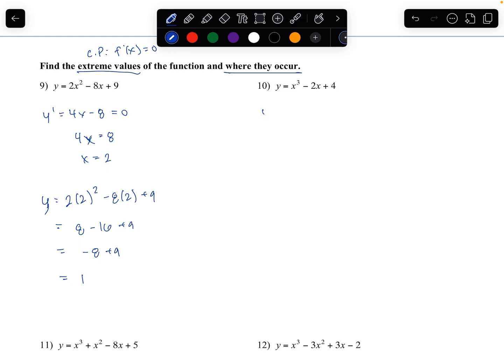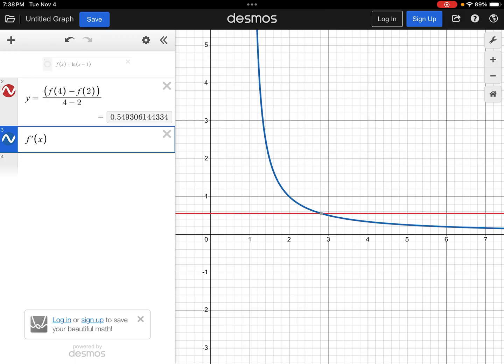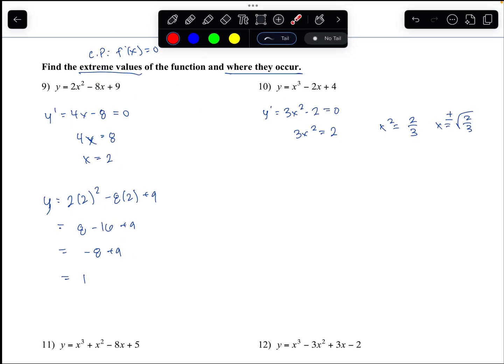For 10, y prime is going to be equal to 3x squared minus 2. We're going to set that equal to 0. So we get 3x squared is equal to 2, x squared is equal to 2/3, and x is equal to the square root of 2/3. Now, since we are talking about a function and negative numbers aren't restricted, that could be plus or minus the square root of 2/3. And I'm feeling really lazy and wanting to go read my book, so we're just going to graph this right here.